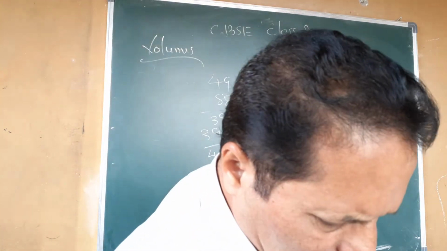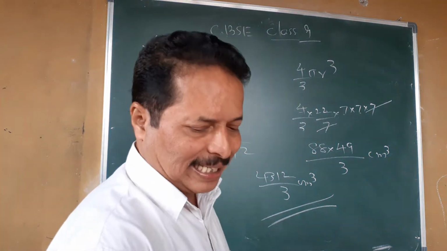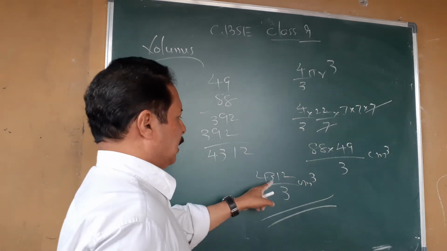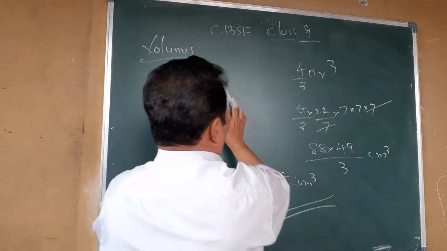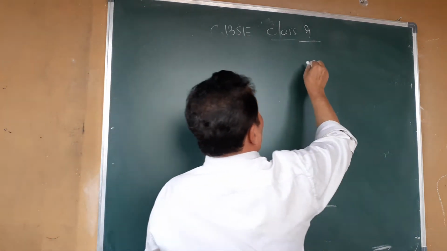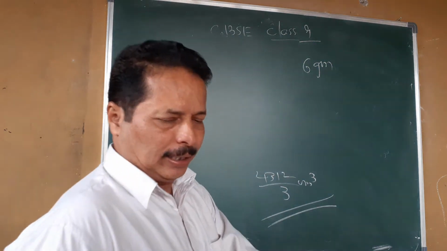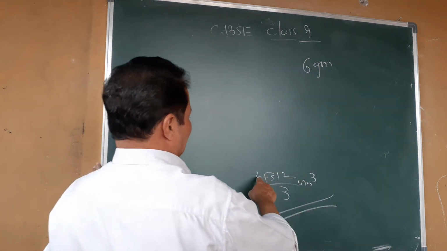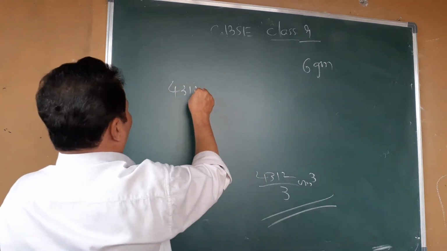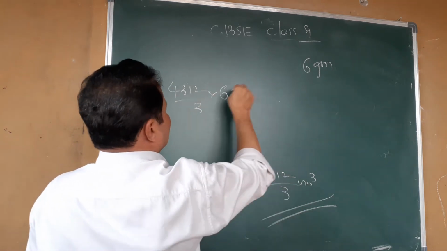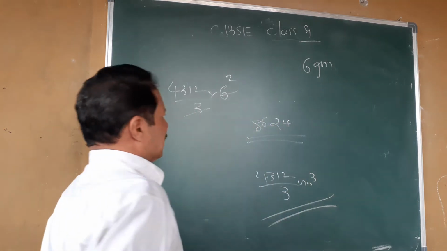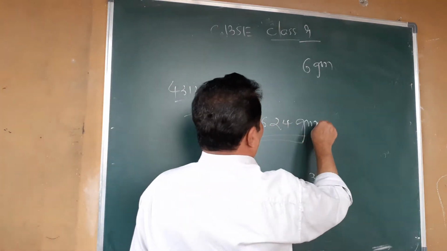Your question is to find the mass. So it is given that the volume is 4312 divided by 3 centimeter cube. 1 centimeter cube of metal weighs 6 gram. That's also given in the textbook. So the volume is 4312 by 3, and the mass is volume times 6 gram for each centimeter cube. So that's your answer. So it is 8624 gram is your answer.